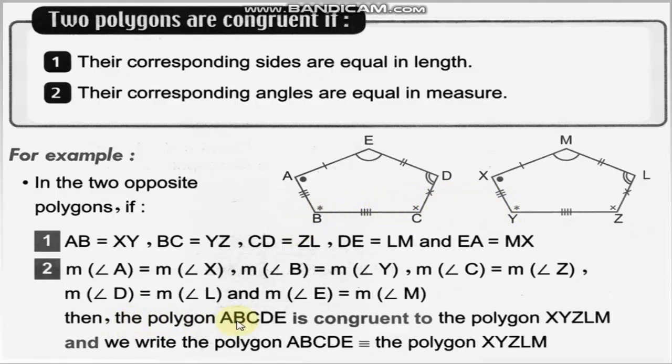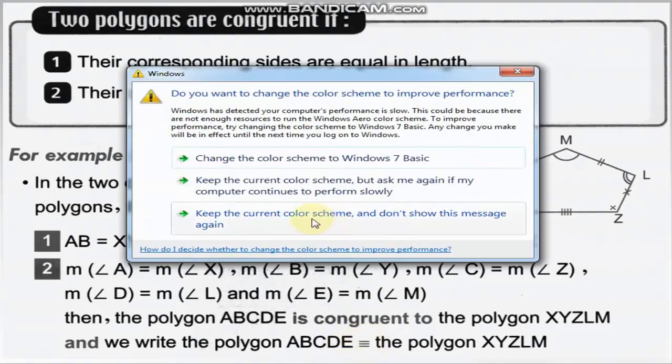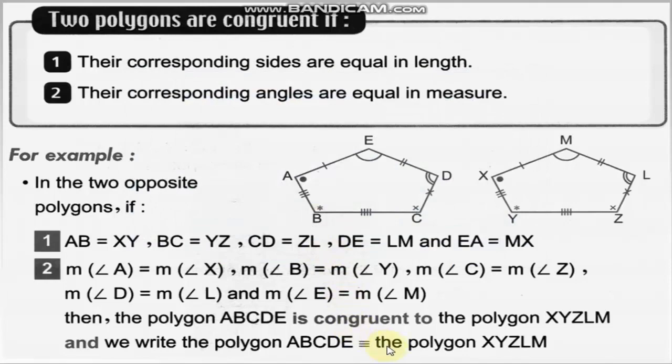Then the polygon ABCDE is congruent to the polygon XYZLM, and we write the polygon ABCDE, this sign, the three lines here, means congruent, the polygon XYZLM.